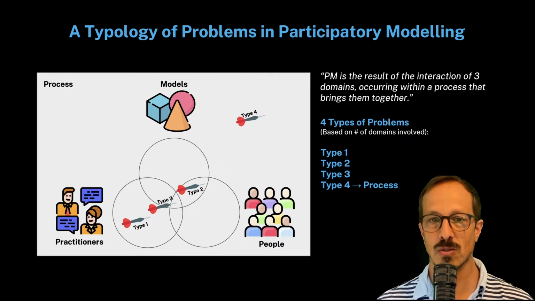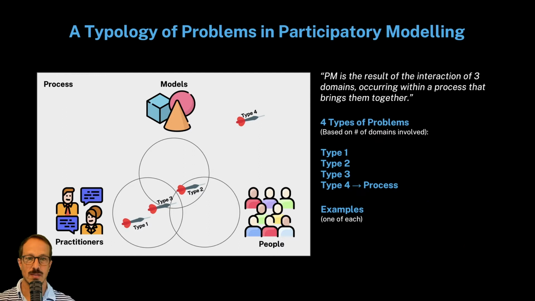Type 3 problems involve three domains. These are the problems that arise during a PM workshop, when practitioners, people, and models come together. Finally, we have type 4 problems relating to the process and/or funding that enables a PM exercise to take place.